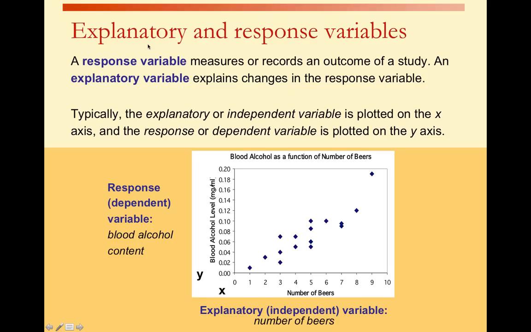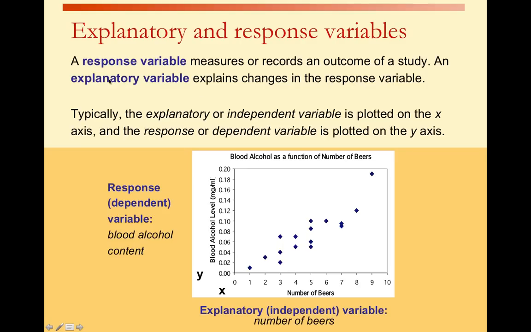The terms explanatory and response variables are very commonly used in a lot of different areas. The response variable is the measure or the record of the outcome of a study. In other words, if I do something, this is what happens, or the consequence of it. And the explanatory variable explains the change in the response variable.